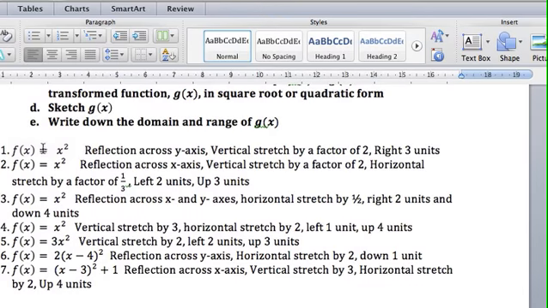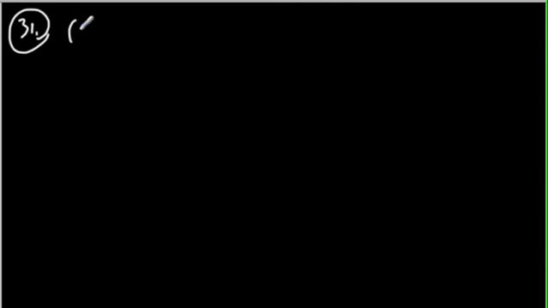So 31. Where's 31? Okay, so we start that. So let's just do f of x as always. Always write f of x because you'll see later on that f of x changes. It's not your standard basic function. So anyways, let's just see this.